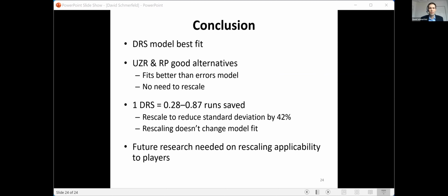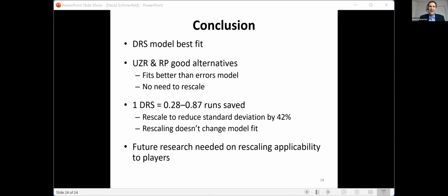Okay, now the last bullet point, this is our big money question. Does this rescaling apply to individual players? Because if we reduce the DRS values for individual players, that would affect their WAR values, at least their WAR values that use DRS for fielding. So that's my recommendation for future research.